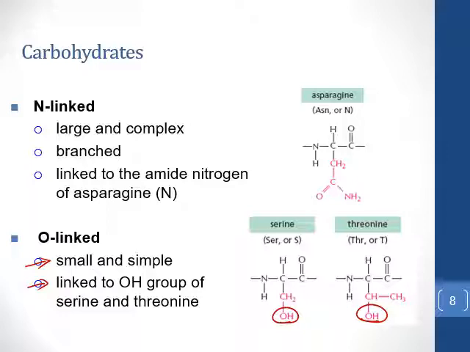The more common carbohydrates, and the ones that we will spend the most time talking about, are larger carbohydrates, much more complex. They're branched. They're linked to the amide nitrogen on asparagine. So here's an asparagine amino acid. They're going to be linked to that nitrogen atom right there. That's why they're called N-linked. So N-linked and O-linked refers to the atom on the amino acid side chain to which they're added.